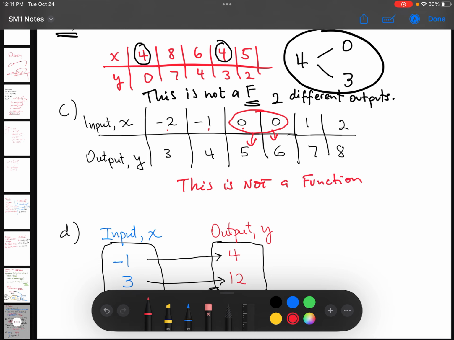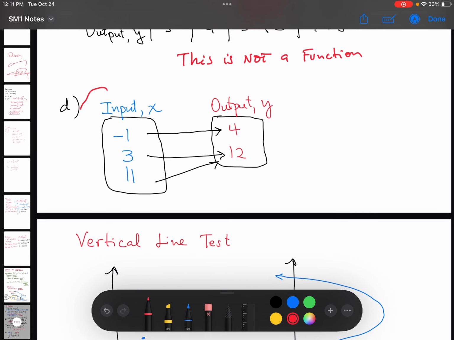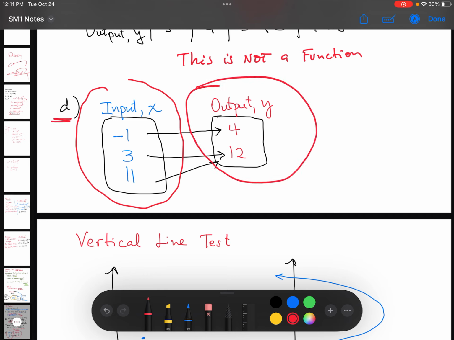Let's take a look at another way of representing functions. There is a list of inputs here. Let's take a look at example D, and the list of outputs. Well, -1, how many outputs do you see for -1? Just one. Okay. Number 3, how many outputs? It just has one output. Number 11, it just has one output.